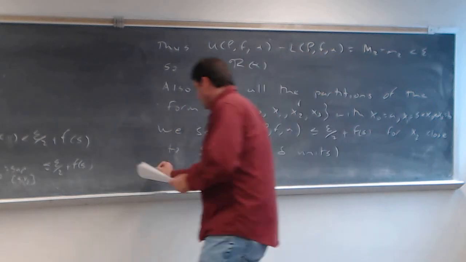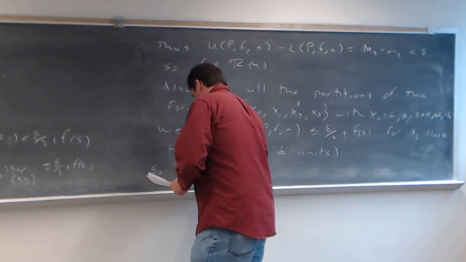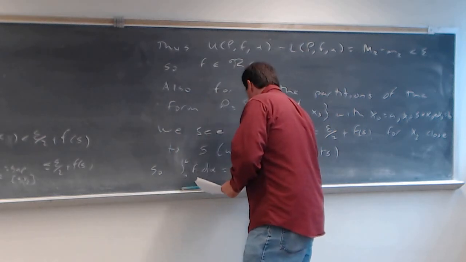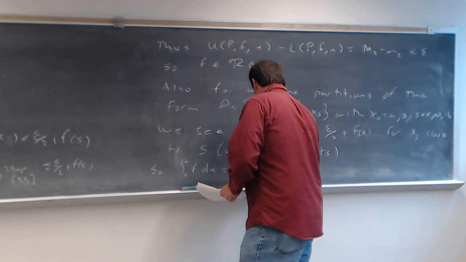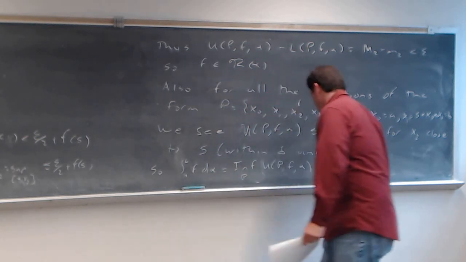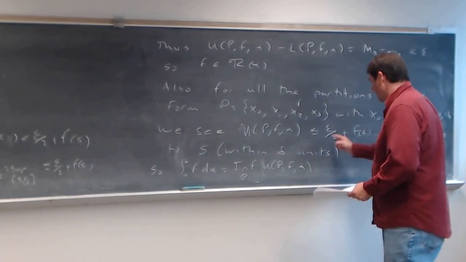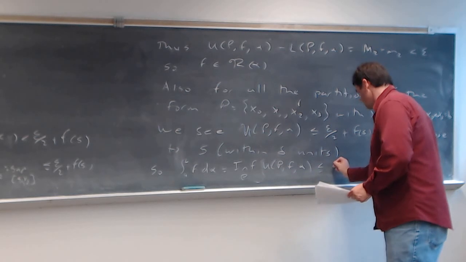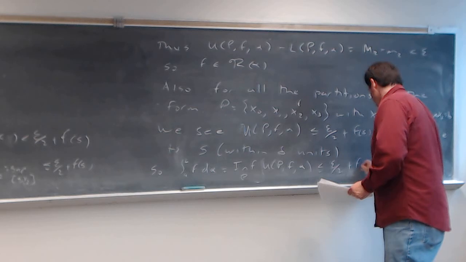So, here's what I have. The integral from a to b of f d alpha is equal to the infimum over all partitions of these upper sums, okay? And so that infimum has got to be less than this, epsilon over 2 plus f of s.